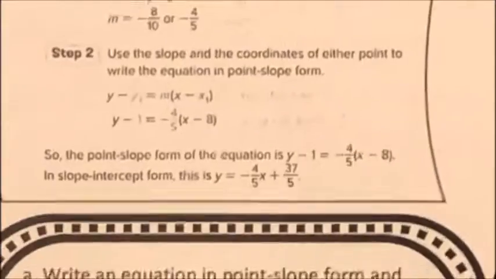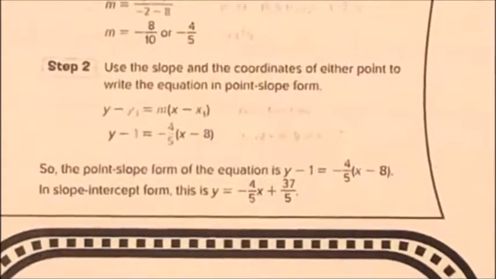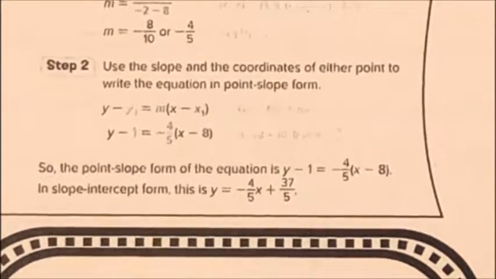From there, I use the slope and the coordinates of either point to write the equation in point slope form. So I'm going to use one of the points. It can be any point that you want. I'm going to use the first point they gave me, 8, 1.